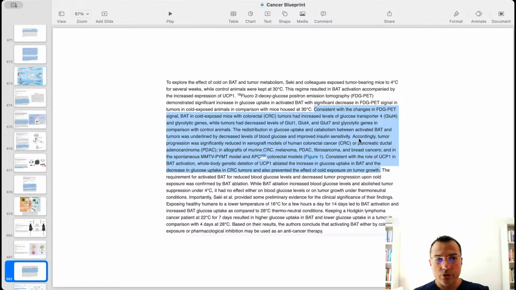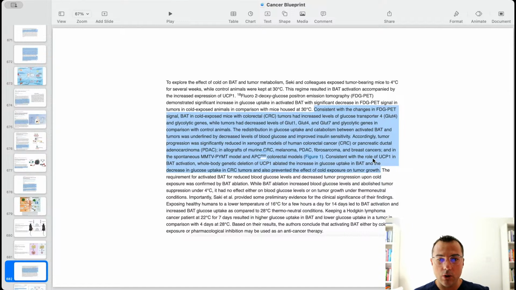Accordingly, tumor progression was significantly reduced in xenograft models of human colorectal cancer and pancreatic ductal adenocarcinoma, a very common pancreatic cancer, an allograft of murine colorectal cancer, melanoma, pancreatic adenocarcinoma, fibrosarcoma, and breast cancers, and in spontaneous MMTV-PyMT model. I'm not even sure what that is. I have to look that up. And APC colorectal models.